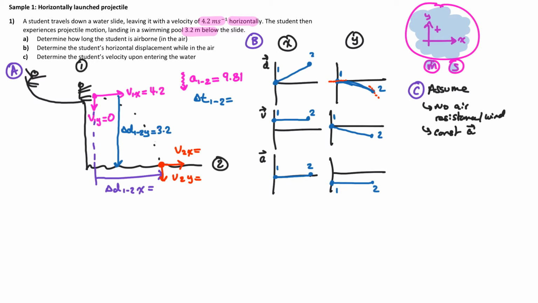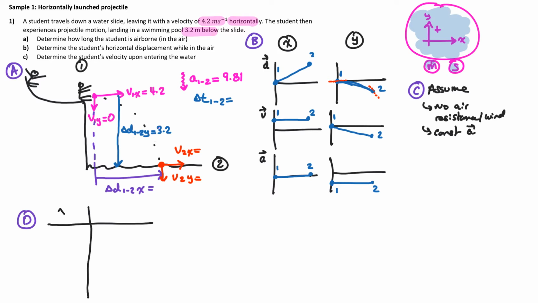Fantastic. We're going to move to stage D, which is to solve parts A, B, and C of the question. So the first question is asking us to determine how long the student is airborne. So we're trying to figure out how long they're in the air. I need to figure out what information I have in the y direction and what information I have in the x direction. It's nice to sometimes summarize this in a table, so I will do that here.